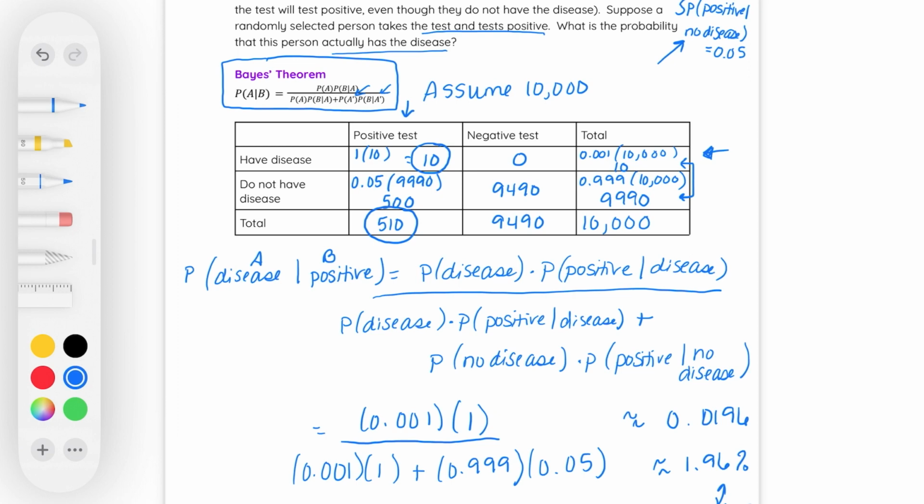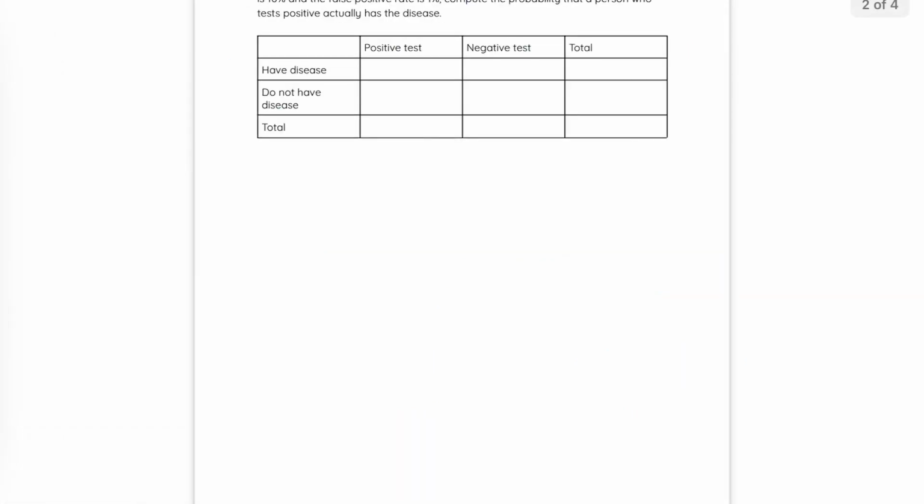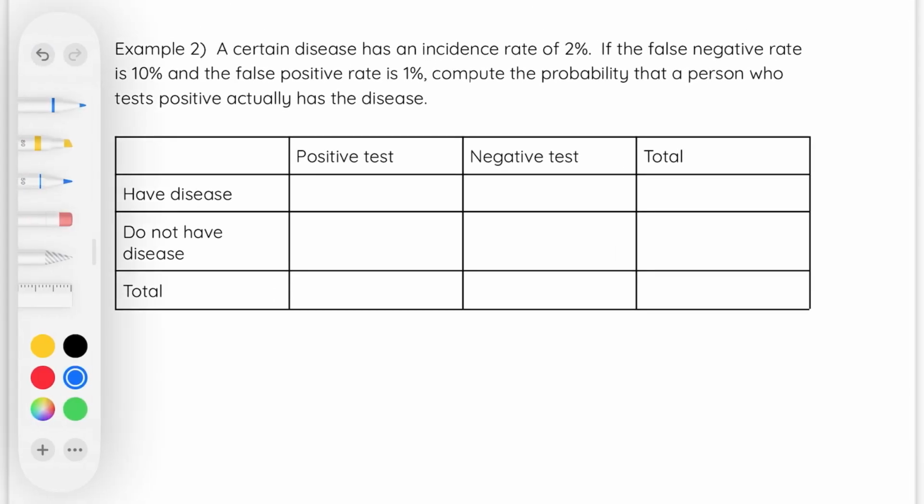I really enjoy the table. We'll see another couple of examples of this. So as we build it, it becomes a little nicer. So we're going to start on the next page with the table first, and then we'll build using Bayes' theorem to get there. Again, I'm going to assume 10,000 people, but a certain disease has an incident rate of 2%. If the false negative rate is 10% and the false positive rate is 1%, compute the probability that a person who tests positive actually has the disease.